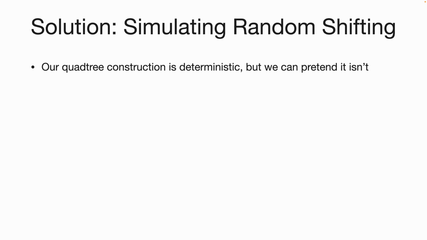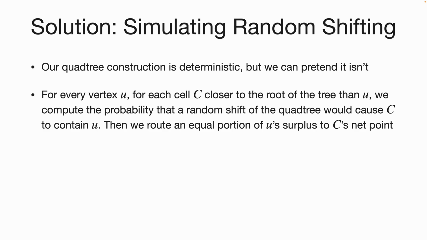But luckily, we find another greedy algorithm to approximate this min cost flow that is good enough and also straightforward enough that it can also be used to build a preconditioner. See, our quad tree construction is deterministic, but we will pretend it's not. So for every vertex U and for every cell that is closer to the root of the tree than this vertex U, we compute the probability that a random shift of the quad tree will cause this cell C to contain U. Then our algorithm will route an equal portion of U's surplus to the net point of C.